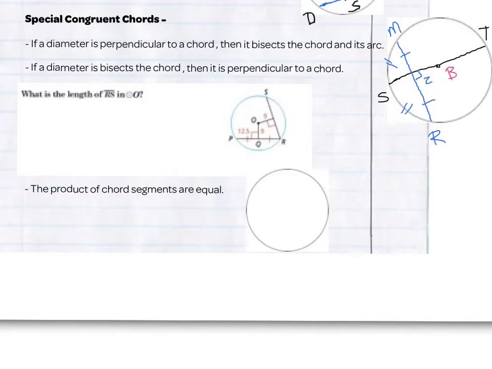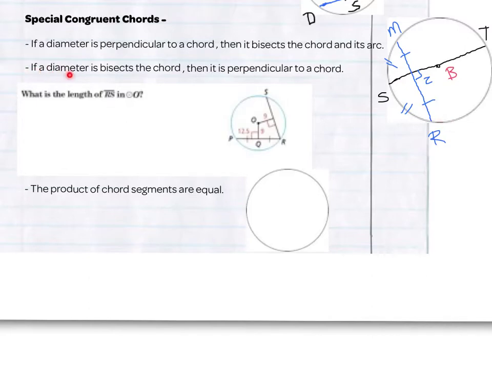If you look at it clearly, we have a diameter, which is ST, that goes to the center point B, and a chord, MR. You can see that there's a perpendicular intersection here, and it's bisecting this chord, so MN is going to be congruent to NR. And if you look again, you can see that arc MS is congruent to arc SR.